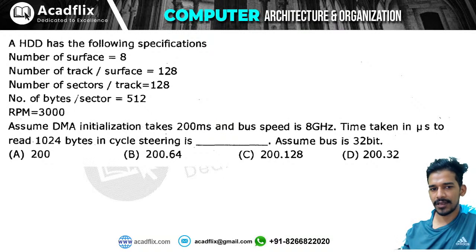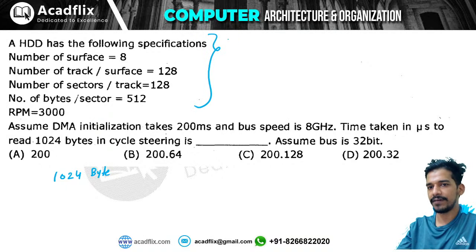Now we have to find out how much time it will require to transfer 1024 bytes in cycle stealing mode, that is, the time taken in microseconds to read 1024 bytes. First we will read 1024 bytes from the disk into the DMA controller. How much time will it take? You have to find out the transfer rate of the disk.